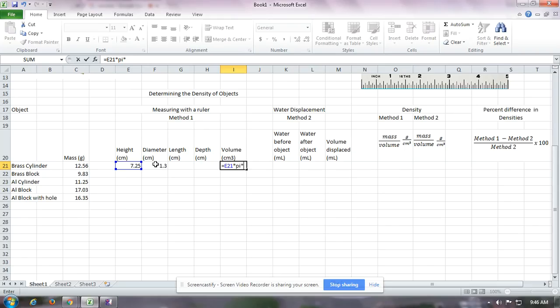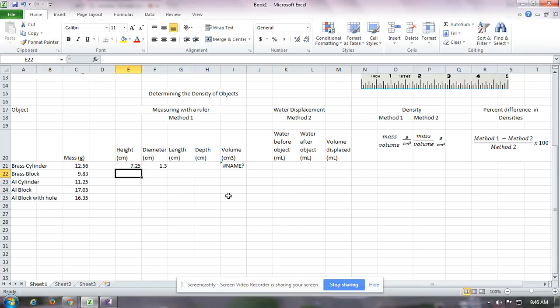This is the diameter, so we want to divide that by 2. So let's put a parentheses there, and let's put diameter, and then we're going to say divided by 2 times, and then we want to square that, and let's see if this works. I'm not sure if that's going to work, but we'll see.